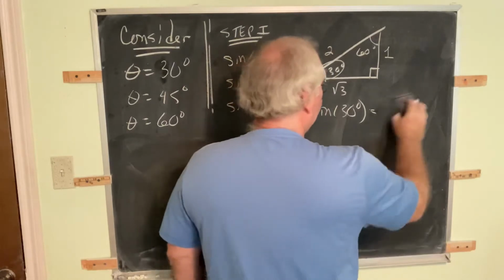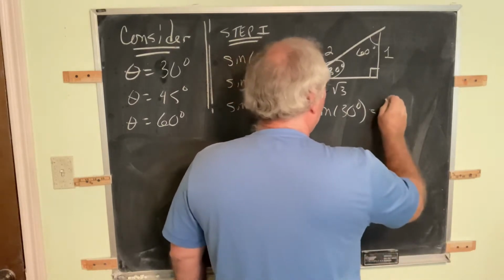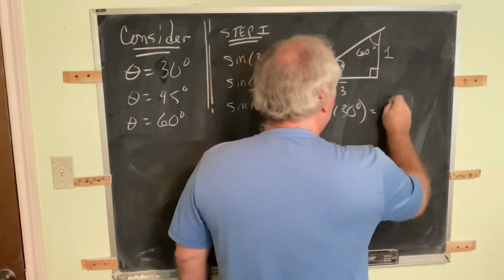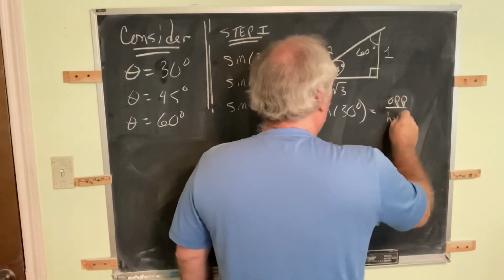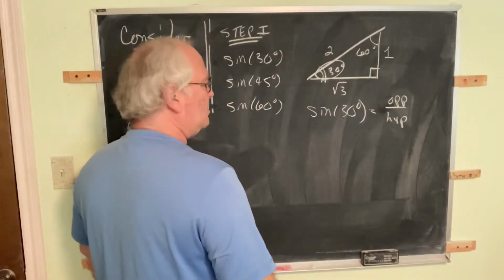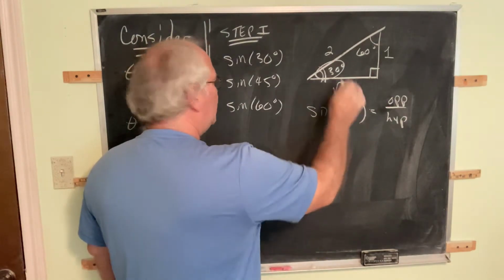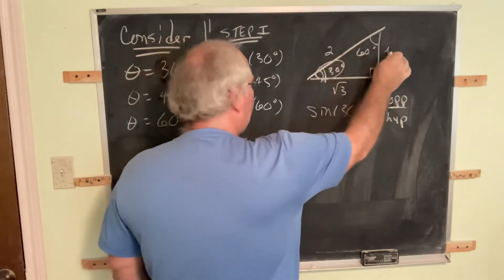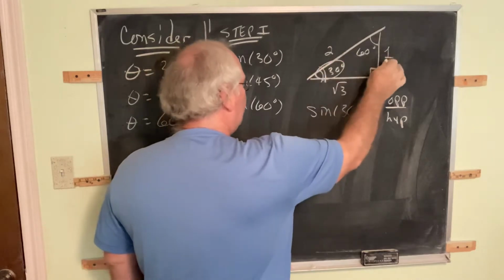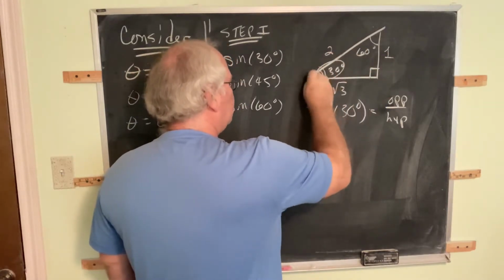Let's write it this way. Sine is opposite over hypotenuse. So we know sine of 30 degrees, it's always the same. Sine is opposite over hypotenuse. You can always use the 30-degree angle.